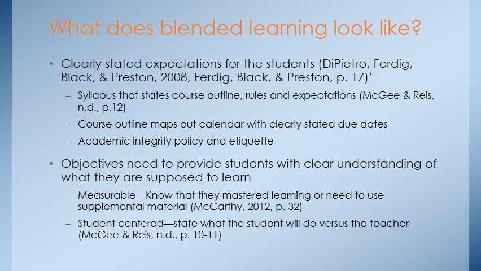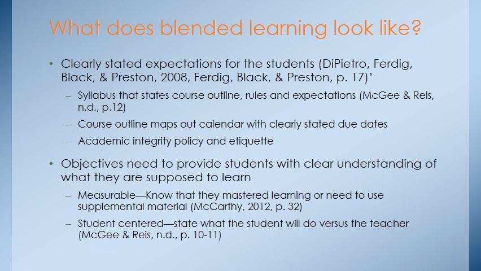We have looked at components that need to be incorporated in the LMS. Now we will look at the specific items that should be part of your course. The first thing that needs to be present is clearly stated expectations for the students. To do this, a syllabus that states what students will be doing and rules and expectations for the course needs to be created. Included in the syllabus should be a course outline with dates and assignments that students will complete online, as well as policies like etiquette and academic integrity.